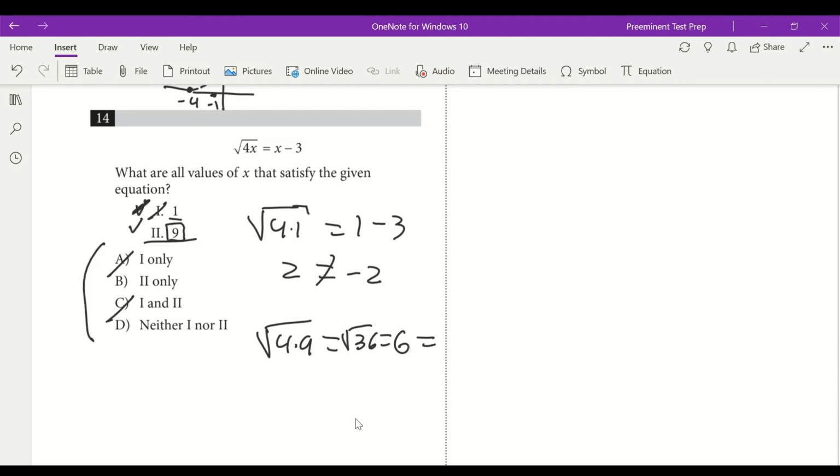Now is that equal to 9 minus 3? Well, that's equal to 6. 6 equals 6. Therefore, number 2 is correct. So our answer will be B.